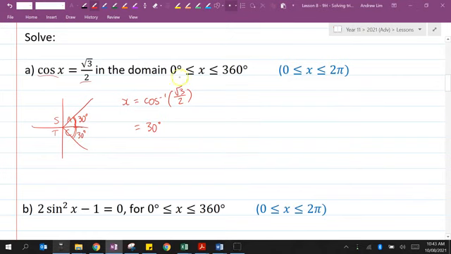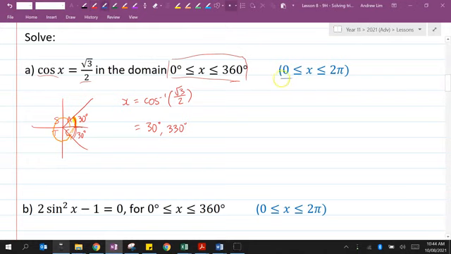Okay, now we want to work out the answer in this domain from 0 to 360 degrees. So we've got the 30 degrees, which is this bit here. But we also need to work out this angle here. That is what x is equal to as well. So technically that's 360 minus the 30, which is 330 degrees. And that's my answer. Okay, we can just double check to make sure that both our answers are within the given domain between 0 and 360.